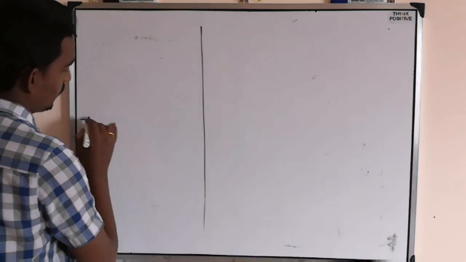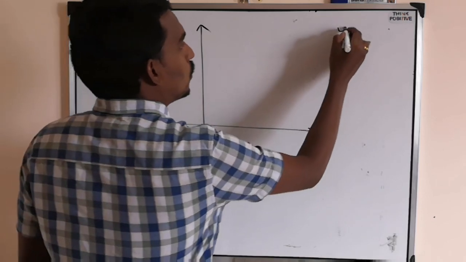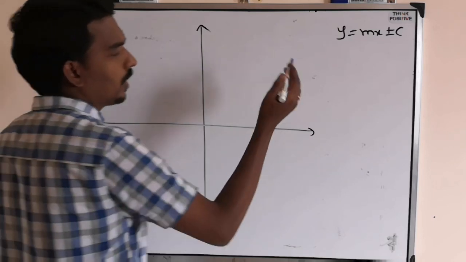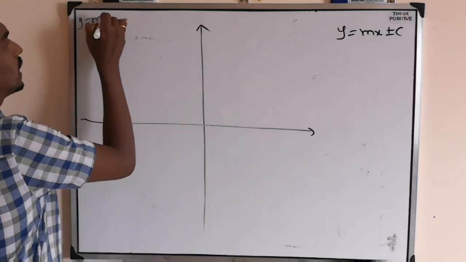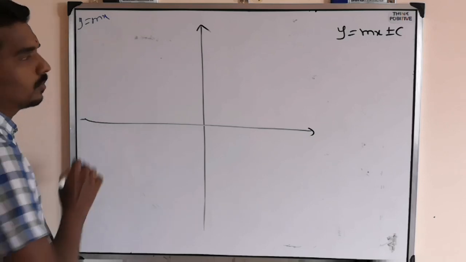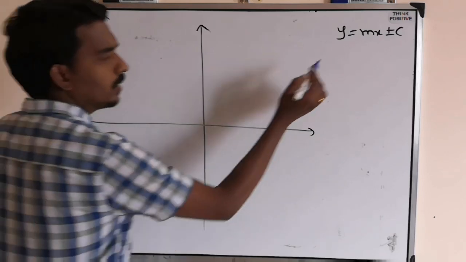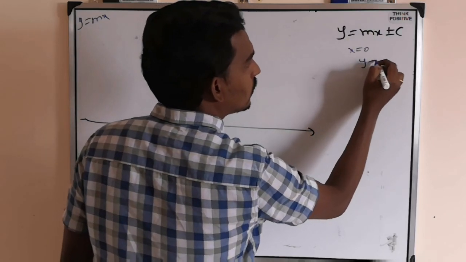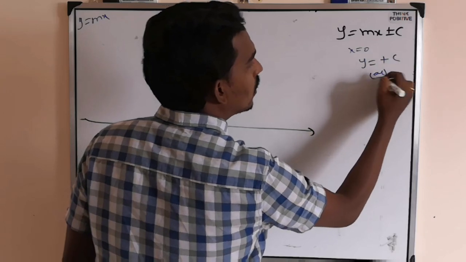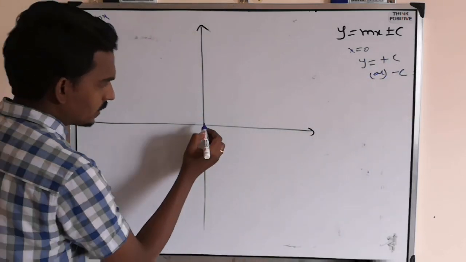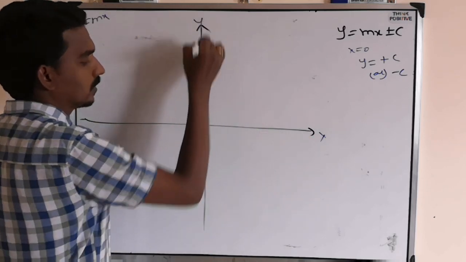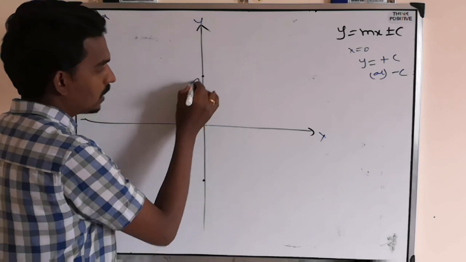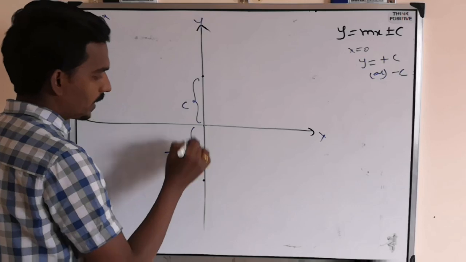Let's take now y equal to mx plus or minus c. See, y equal to mx means x is 0 means y is also 0 because m into 0 is 0. But here when x is 0, this will become 0, then y will become either plus c or minus c. So when x is 0, y is not 0, then the point will come here or here, plus c or minus c.